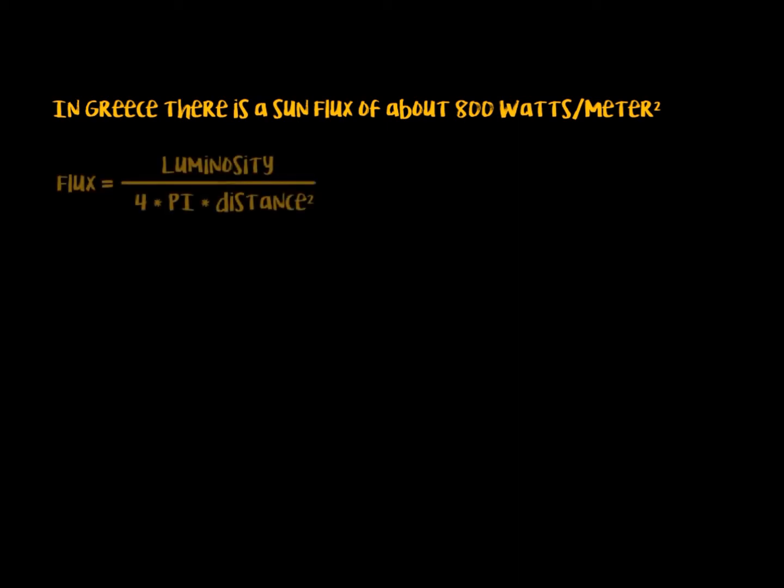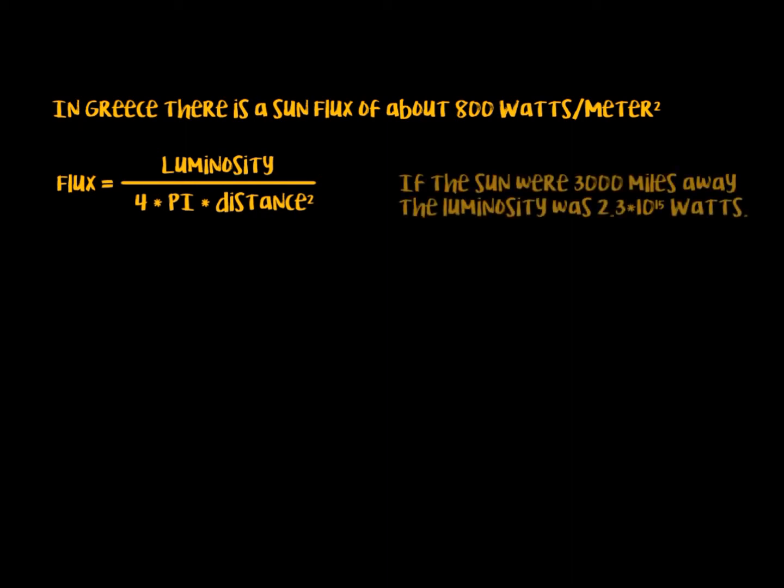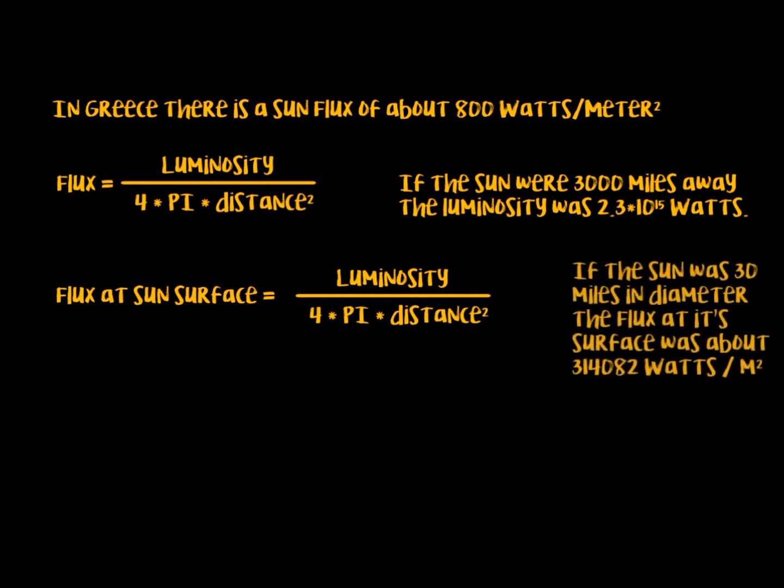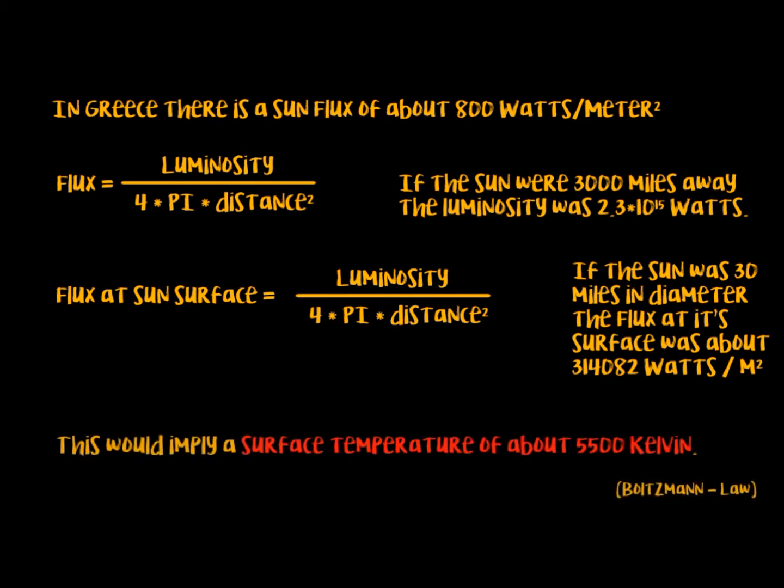Knowing those basics, we can calculate the heat of the sun. In Greece, where it is nice, warm and cozy, they usually get 800 watts per square meter of flux. So if we assume that the sun is only 3,000 miles away, we find that its luminosity is 2.3 times 10 to the power of 15 watts. If we further assume that the sun is only 30 miles in diameter, we get a surface flux of 314,082 watts. This corresponds to a temperature of about 5,500 Kelvin.